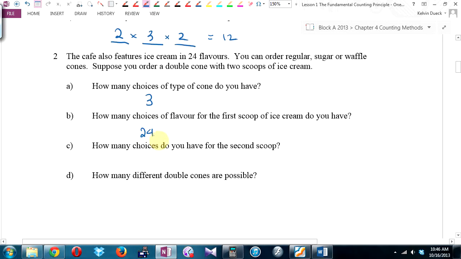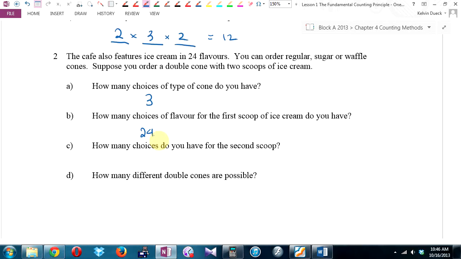It depends. Rachel, it depends on whether I'm allowed to have the same flavor twice or whether I am only allowed to have that flavor once and then I got to pick a different flavor. This question is not clear. The phrase we say is, are you allowed repetition or not? Is it without repetition? Then there's 23 choices. Is it with repetition? There's 24 choices. The question will usually tell you, or it will be obvious from your life experience.